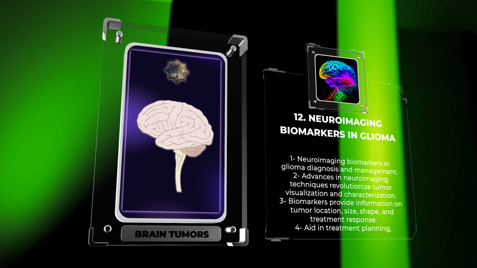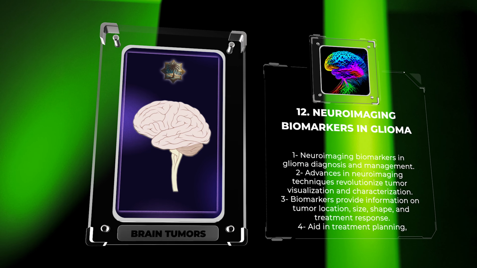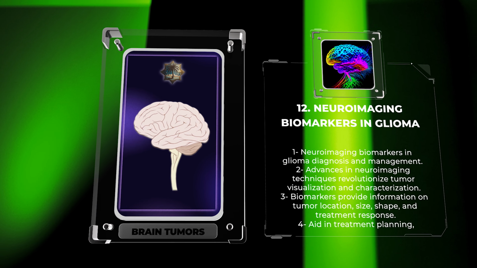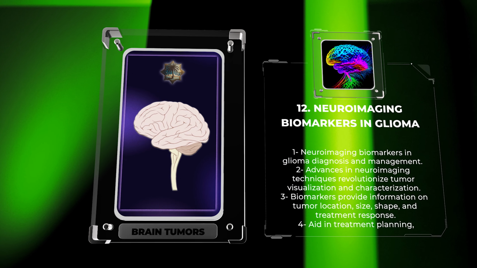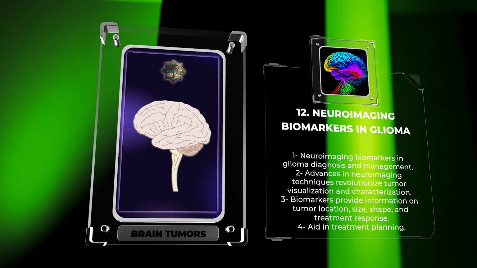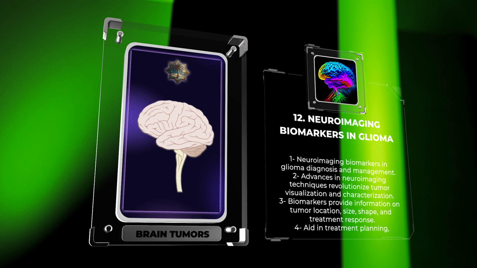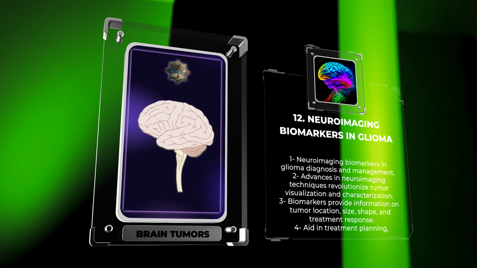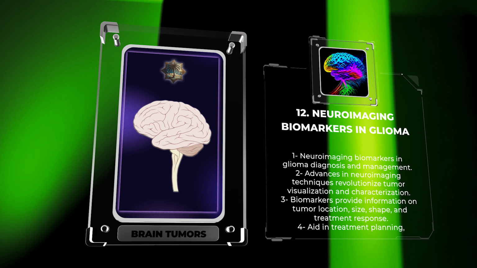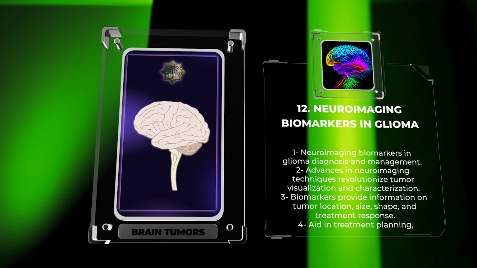Lastly, we will discuss the role of neuroimaging biomarkers in the diagnosis and management of gliomas. Advances in neuroimaging techniques, such as magnetic resonance imaging, MRI, and positron emission tomography, PET, have revolutionized our ability to visualize and characterize brain tumors. Neuroimaging biomarkers can provide valuable information regarding tumor location, size, shape, and response to treatment. These biomarkers aid in treatment planning, monitoring treatment response, and assessing disease progression.